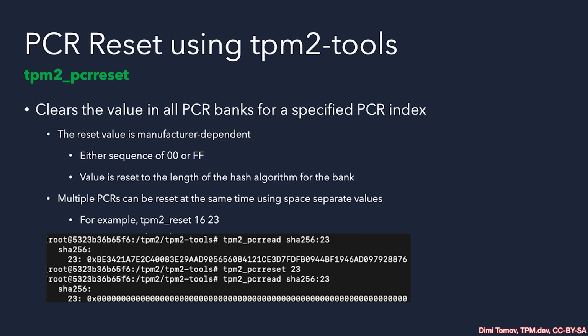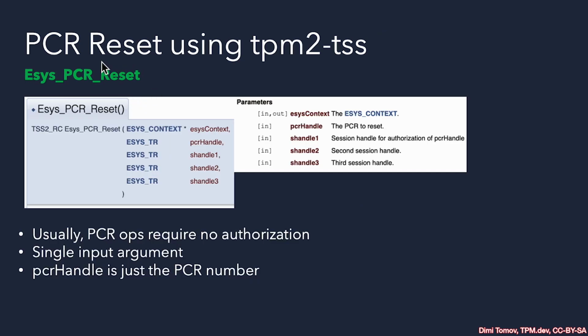Here is the ESAPI variant for PCR reset. Quite straightforward command. We have the ESYS context, the PCR handle, which is just the PCR number, and 3 authorization slots, especially for the case where, let's say, we want to use PCR23 application PCR and we've added additional PCR authorization.